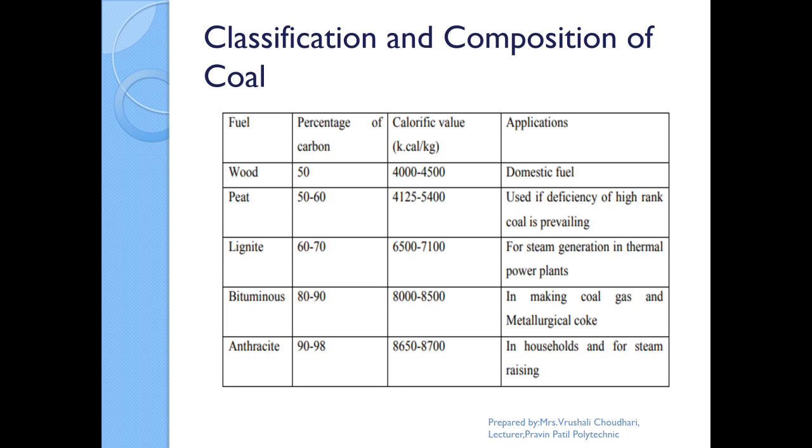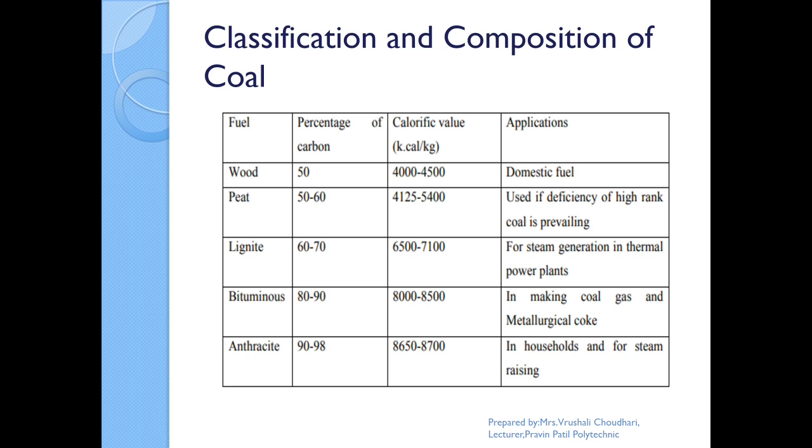Lignite has 60 to 70% carbon. Calorific value is 6500 to 7100. It is used in steam generation in thermal power plants. Bituminous carbon content is 80 to 90. Calorific value is 8000 to 8500. It is used for making metallurgical coke as well as coal gas.